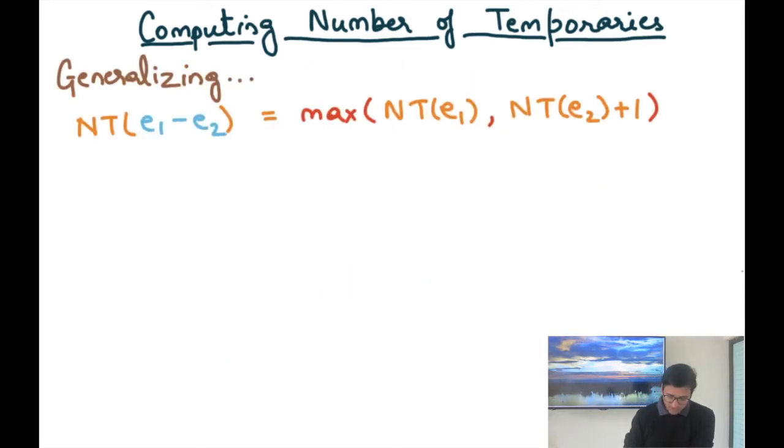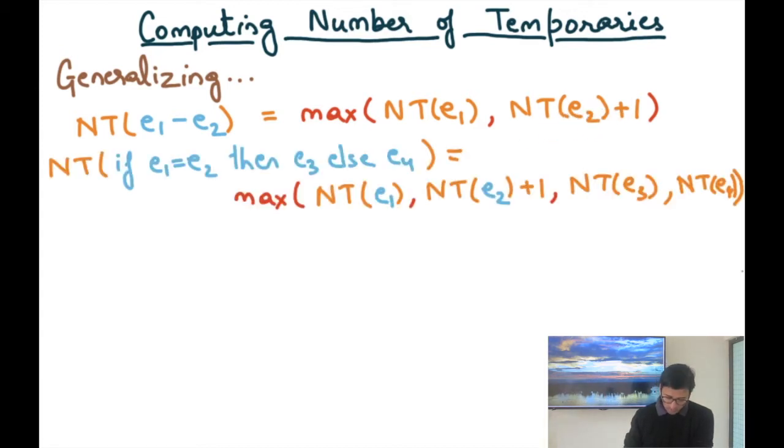Now, similarly, generalizing to other operators, if there is a minus, then I say NT(E1 minus E2) equals max(NT(E1), NT(E2) plus 1). Exactly similar to plus.